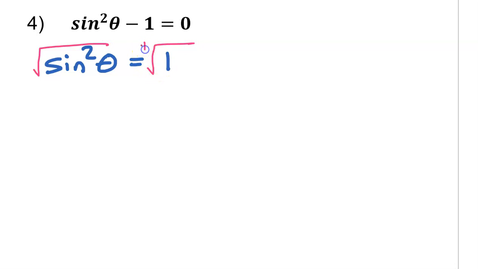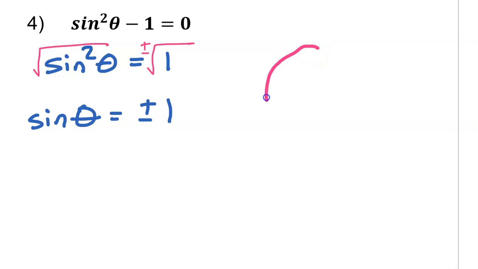When you do that, the solution will be plus or minus. So we're going to end up with sine theta is equal to plus or minus 1. All right, the plus or minus really matters, so don't forget it. Now, what is the reference angle? Well, that's kind of a trick question because this is actually going to be a quadrantal angle, so there is no reference angle.